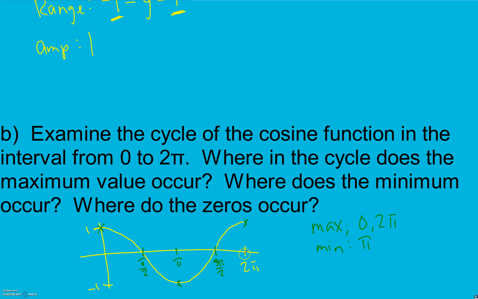Again, we take our 2 pi, split it into 4 pieces, so 2 pi divided by 4, pi over 2. We have pi over 2, 2 pi over 2, 3 pi over 2, 4 pi over 2. So the zeros, again, are x-intercepts, and those happen at pi over 2 and 3 pi over 2.